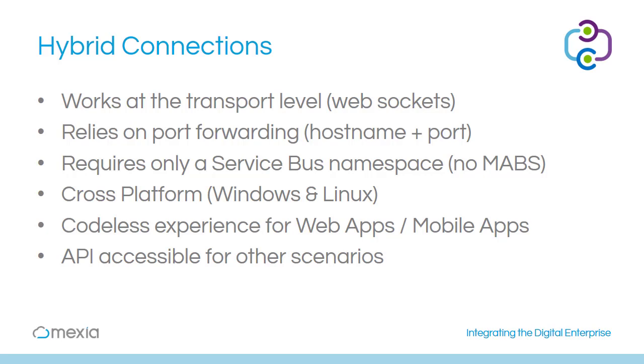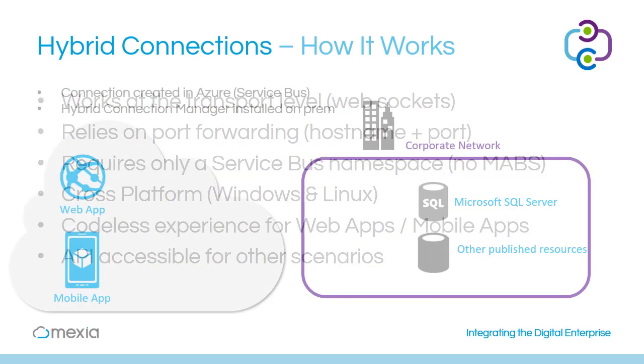The way hybrid connections works is it relies on port forwarding, where you identify your target via a host name and a port number. If you remember how it worked with BizTalk services, it was a codeless experience. You could connect your web apps and mobile apps without having to write any extra code or even changing your configuration. That's still the case with this hybrid connections. However, it's been expanded to include an API, which makes it accessible in a number of other scenarios as well.